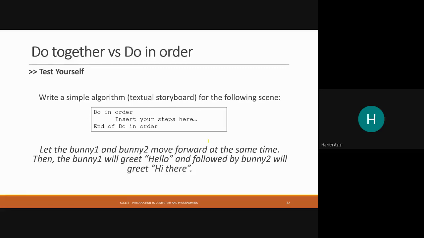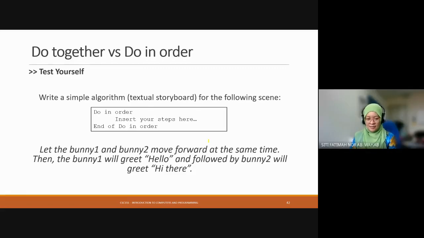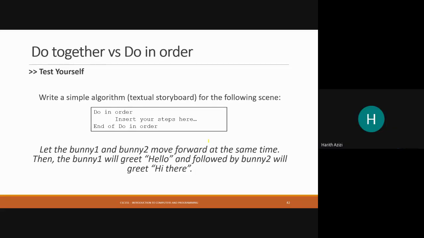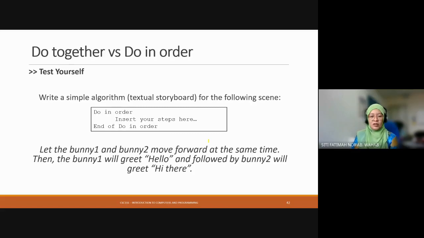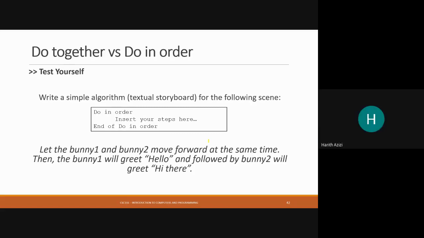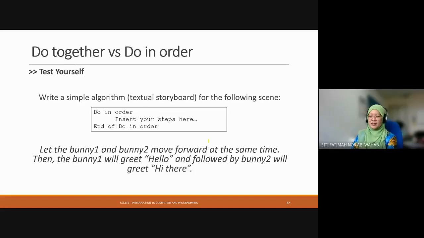Ke mana madam? Dekat kertas. Tak, dia punya instruction tadi apa? Tu bawah tu, nampak tak? Let the bunny 1 and bunny 2 move forward tu, ada dalam tu. Okay, sorry. Saya tak perasan. Tak apa. Bentuk dari instruction tu.